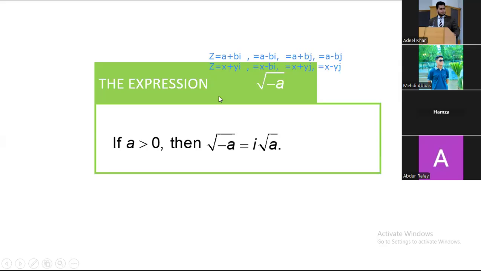The expression square root of minus a is also related to iota. If this expression is represented in the form iota square root of a, then these are two interconvertible terms by which we can relate and represent the imaginary complex number as well.